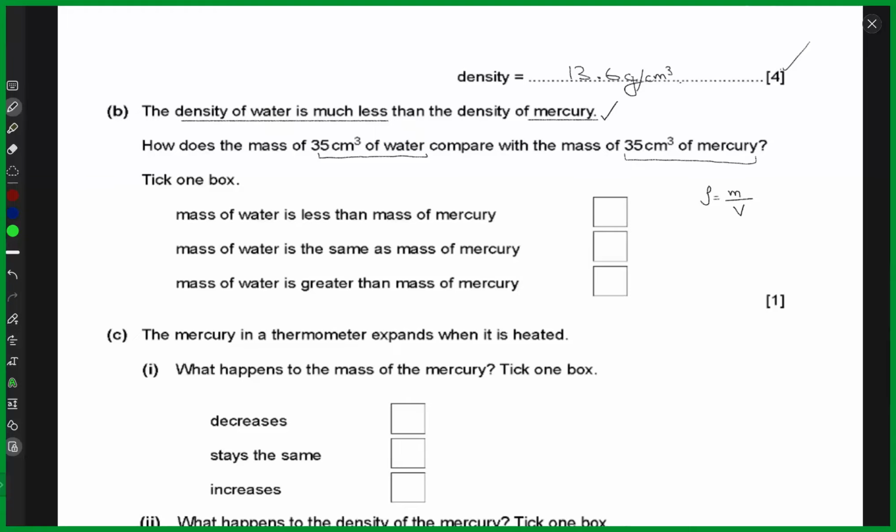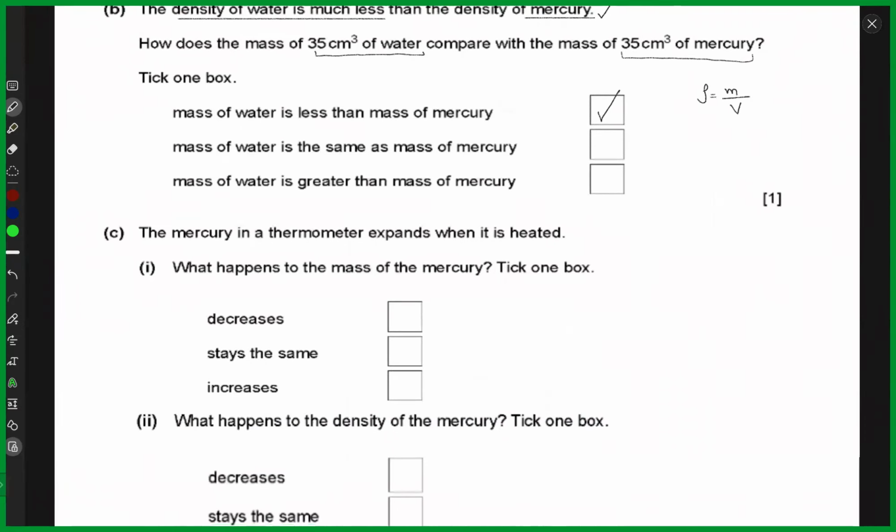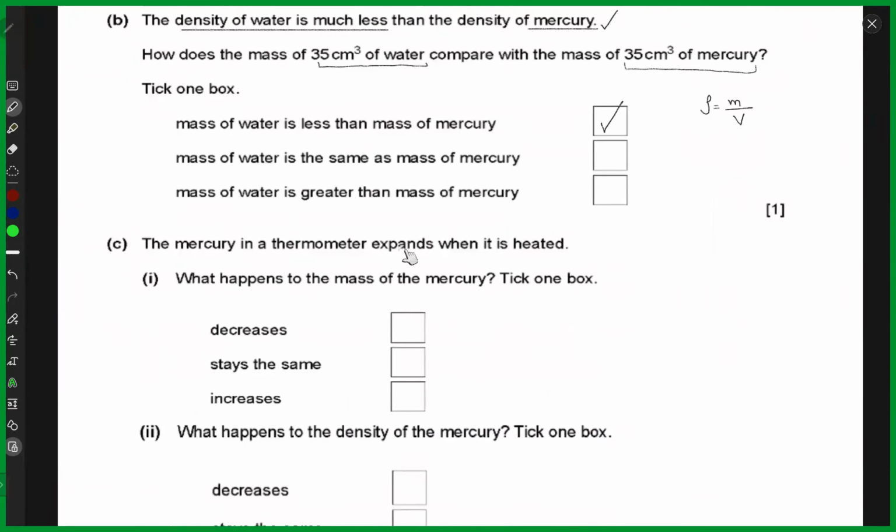Exactly. So that's why this would imply that the water's mass is smaller compared to the mass of mercury. All right, great. Okay, so is that clear for everyone in the class? Yes. Okay, so everyone else agrees as well, right? Yes. Okay, good. So next we have the mercury in a thermometer expand when it's heated.